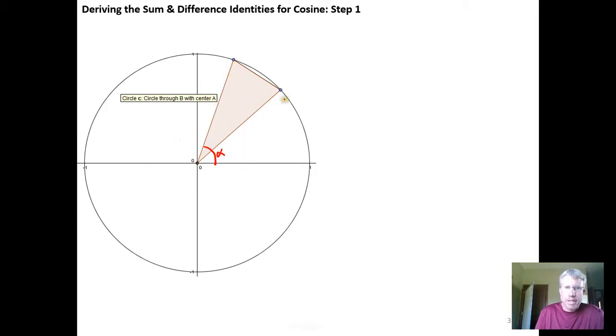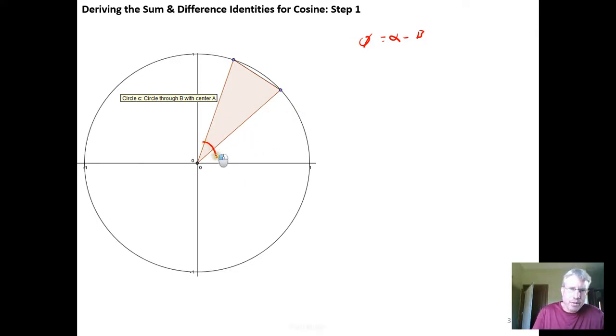And then I'm going to recognize that there's another right triangle in this picture right here. That's a horrible right triangle symbol. So this angle right here, I'm going to call it beta. And then I want to notice that the angle here, which I'll call phi, is alpha minus beta.